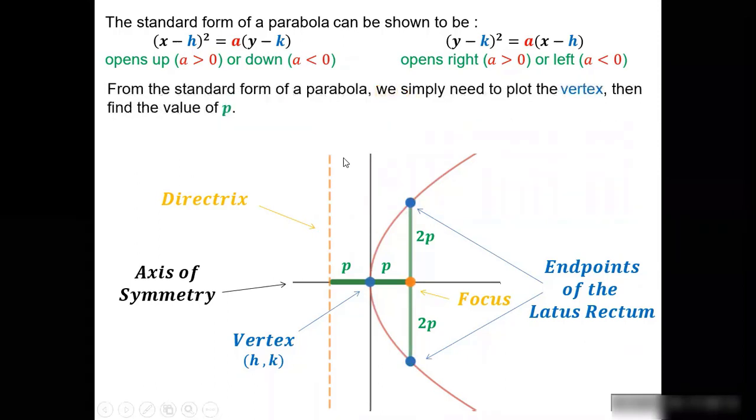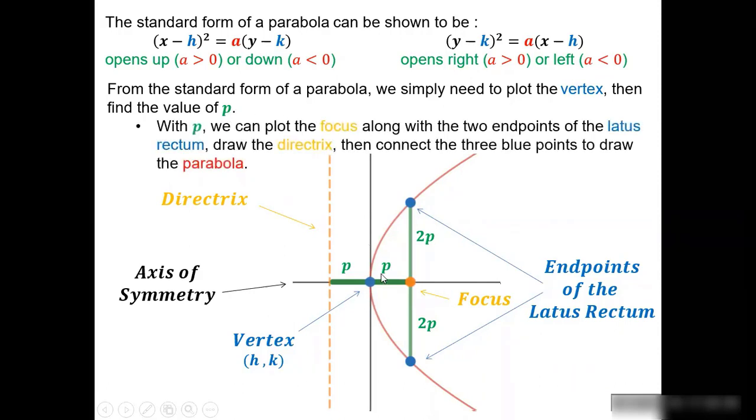So from the standard form of a parabola, we simply need to plot the vertex. Once we plot the vertex, we'll look to the coefficient of A and realize that A equals 4p, which will allow us to find this value of p that's so important to find the rest of the information. With p, we could then plot the focus on the inside of the parabola, the directrix on the outside of the parabola, and then we could find two more points, which are the endpoints of the latus rectum, which will then allow us to graph the final parabola with those 3 points.